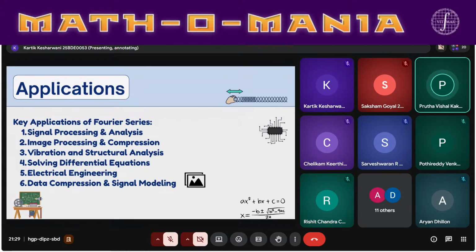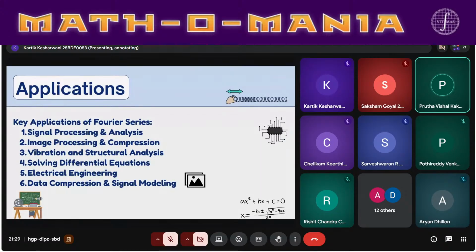Integral to algorithms like JPEG compression, feature extraction, and image reconstruction in medical imaging, such as CT scans and MRI, are furthermore applications. Vibration and structural analysis. This is essential in mechanical engineering for analyzing vibrations, identifying natural frequencies, and ensuring structures do not resonate, preventing potential failure. Next, solving differential equations.